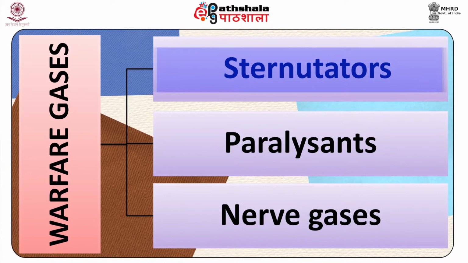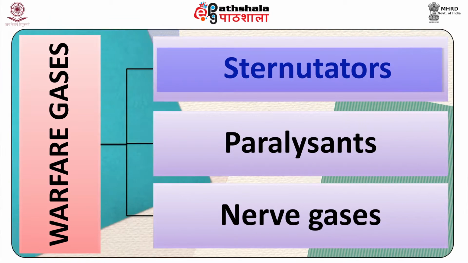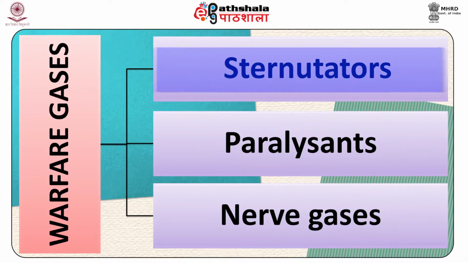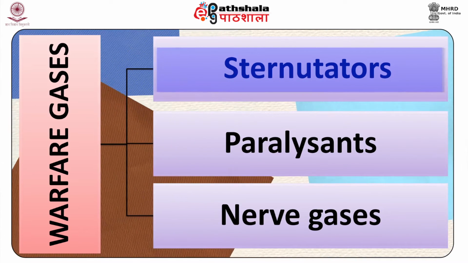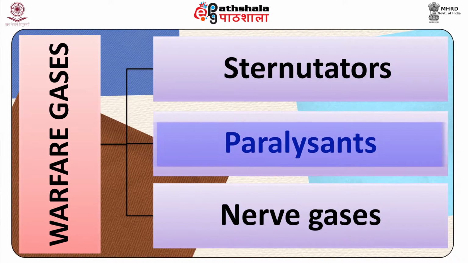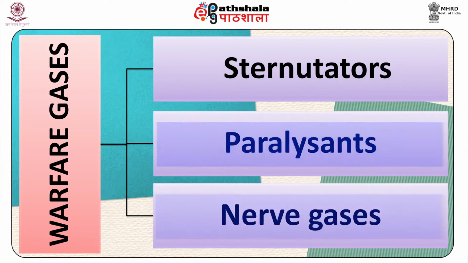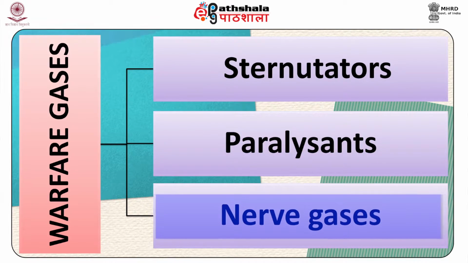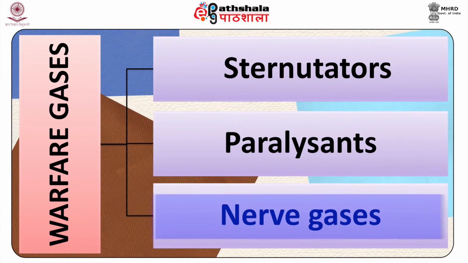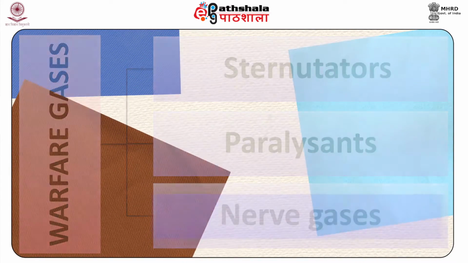DM, diphenyl chloroarsine DA, diphenyl cyanarsine DC, etc. Fifth is paralysins, carbon monoxide and hydrogen sulfide. Nerve gases such as tabun, sarin, soman and VX.